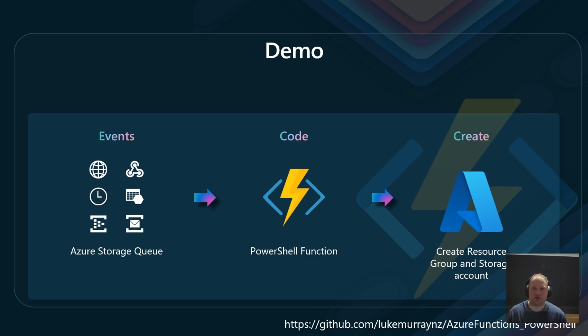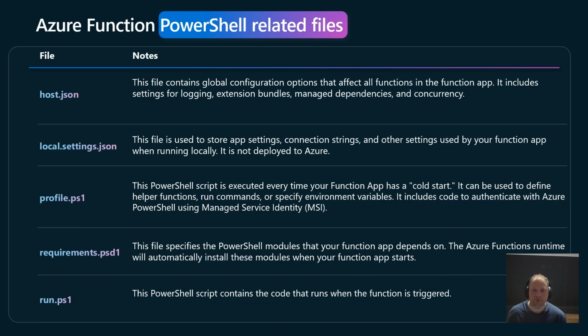However, you could have a third-party solution or system just adding to that queue constantly. It could be another PowerShell script or function, or another system that allows you to add to a queue or a message type, and then the function will be triggered based on that queue input. The Azure function will then authenticate to Azure using the managed service identity of the PowerShell function app, and it's going to create our resource group and our storage account for us based on the input we provided within the storage queue.